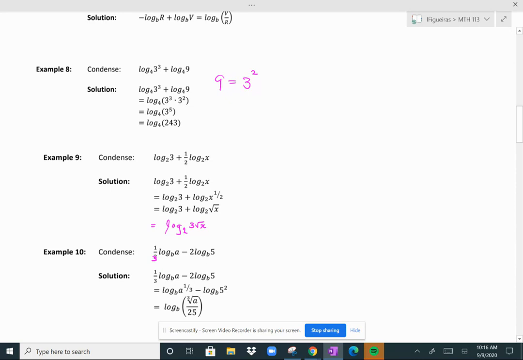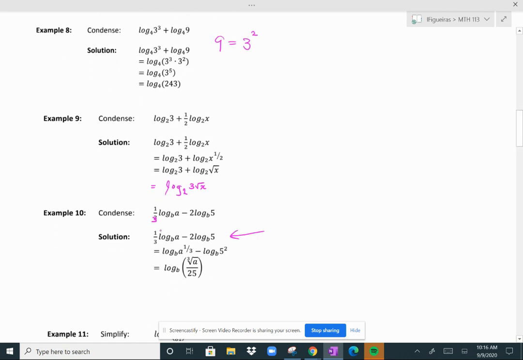Okay, so this is 1/3 log base b of a minus 2 log base b of 5. So there's my problem rewritten. First thing I did was I moved my coefficients to the exponent position. So that's what you see in the next line: log base b of a to the 1/3 minus log base b of 5 squared. And when you put that all together and condense it, it becomes a quotient. And this a to the 1/3 is the same as a cube root of a. So you get log base b of cube root of a over 25 because 5 squared is 25.